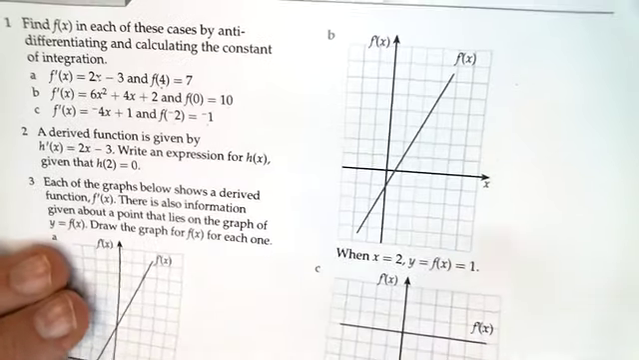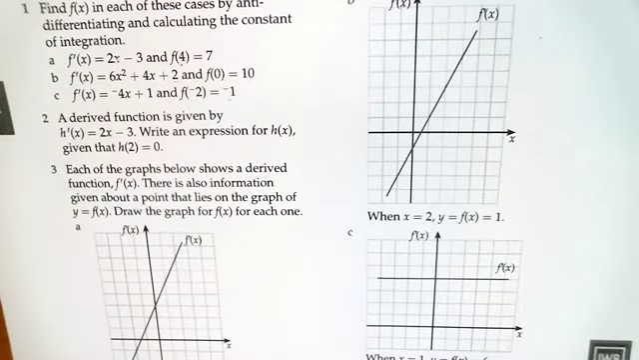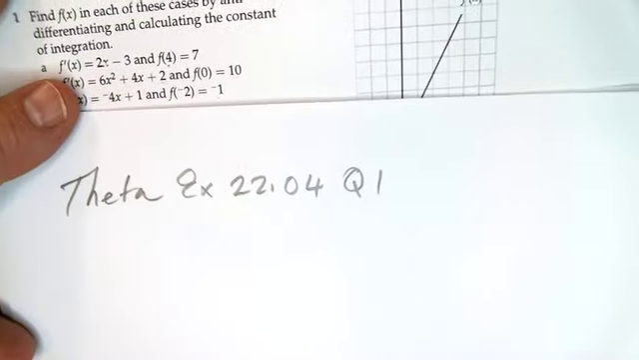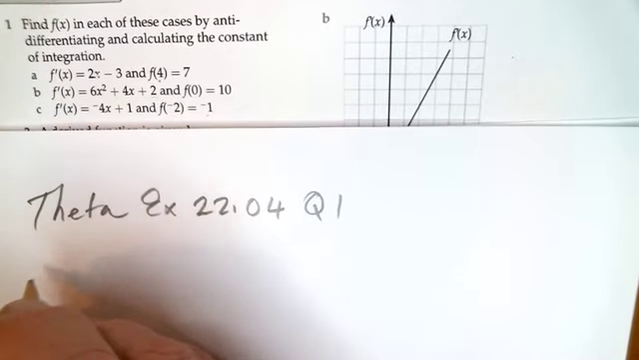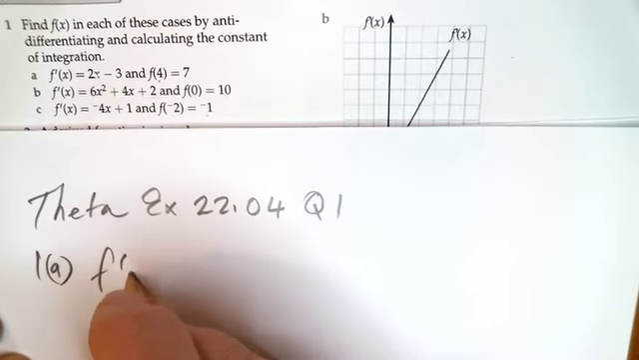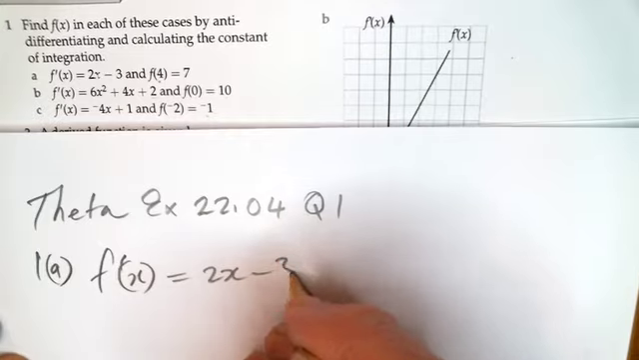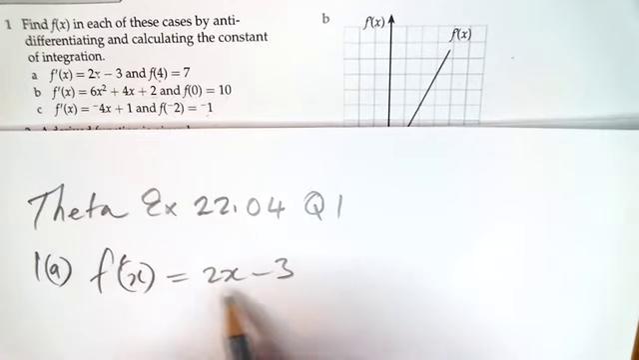So let's just go through and do each one and see how we go. First of all, let's state the first problem. I'll do these separately and write them out in detail so I can talk through each one rather than hurrying them. So here is 1a, and we've got f prime x is equal to 2x minus 3. That's the differential equation, and what we want to do is find the original equation, so we're going to anti-differentiate this.